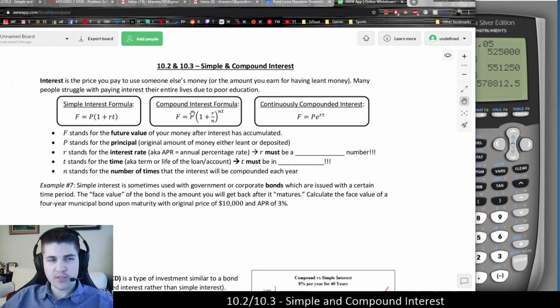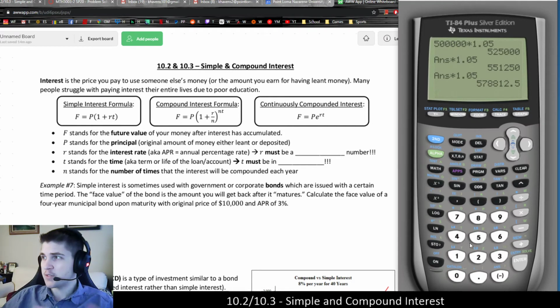And the structure of these formulas, I wanted you to notice why they work this way. Since you're multiplying, like in the case of the first example, I started with $500,000, the principal, and I take that and I multiply by something. Notice in the simple interest formula, it's 1 plus RT, which is saying I'm going to take 1, the mathematical equivalent of 100%, and add the interest rate times time.